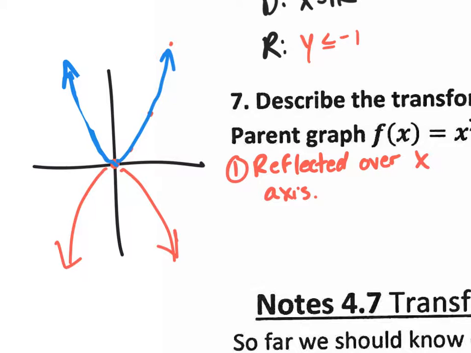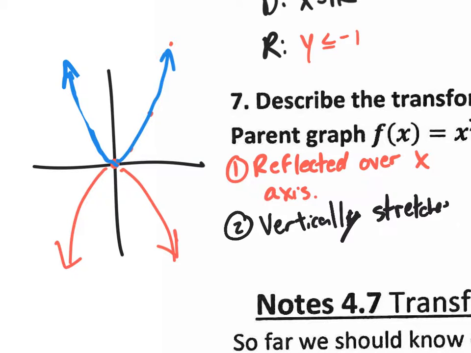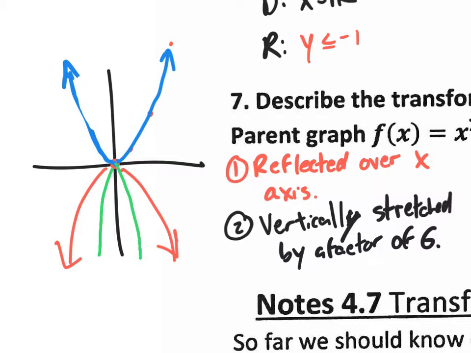What's the next thing that happens? You're still with the a value. We already said negative is a reflection. What about the 6? What does the 6 do? It gets vertically stretched by a factor of 6. So what does that mean in English? If you're trying to explain to somebody that doesn't know the math vocab, vertically stretched means that it gets narrower. Okay? So this green one's now narrower. That's what we call a vertical stretch.